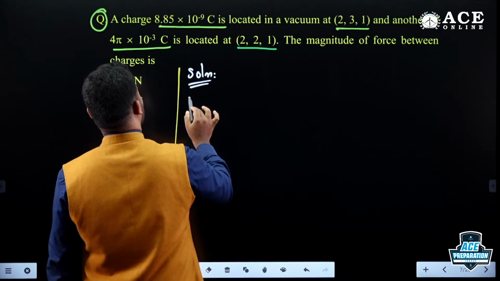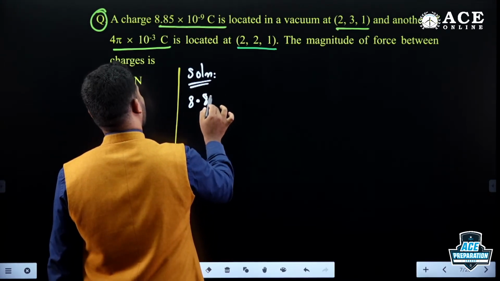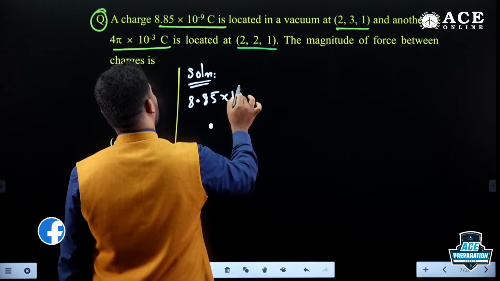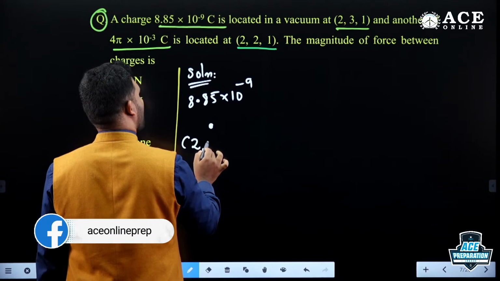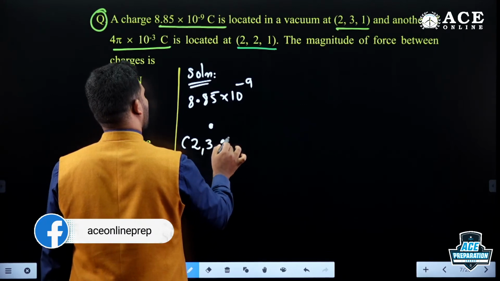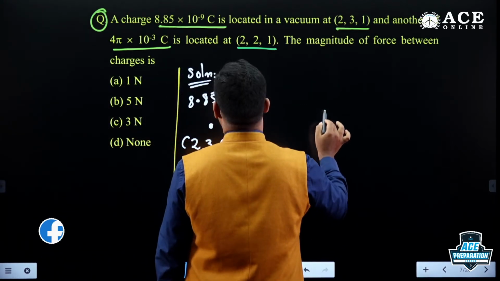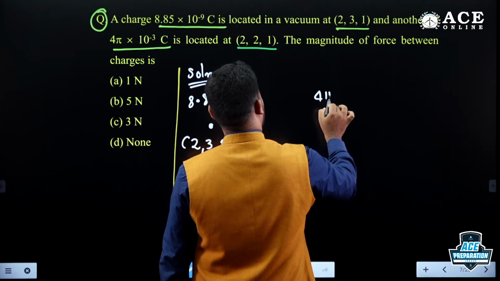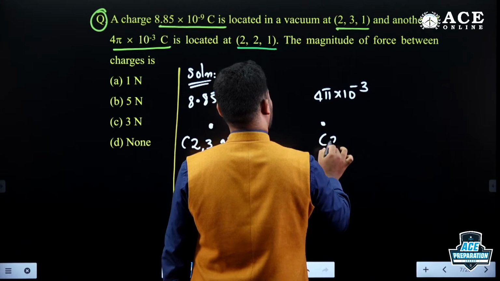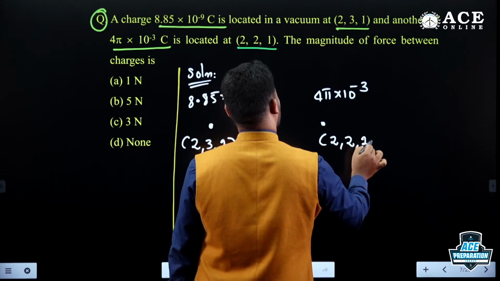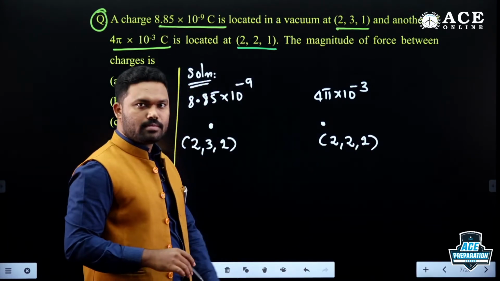There is a charge here. How much is the charge? 8.854 into 10 to the power of minus 9 coulombs. And where it is located? (2, 3, 1). And another charge, how much is that? 4 pi into 10 to the power of minus 3 is located at (2, 2, 1). He is asking the force between them.